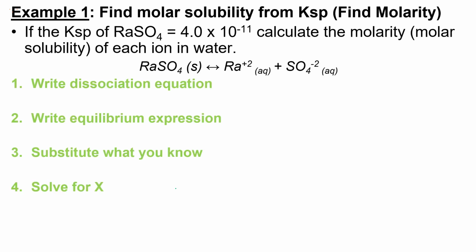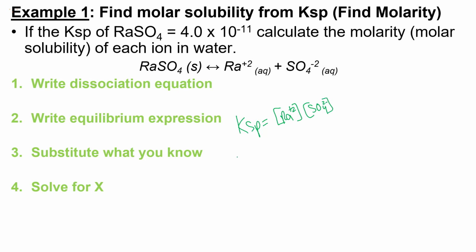So what do we have to know? Well, we're giving you the dissociation equation here, so we don't have to write it, but we do have to write the equilibrium expression. So the equilibrium expression says Ksp is going to be equal to the concentration of radium times the concentration of the sulfate ion.